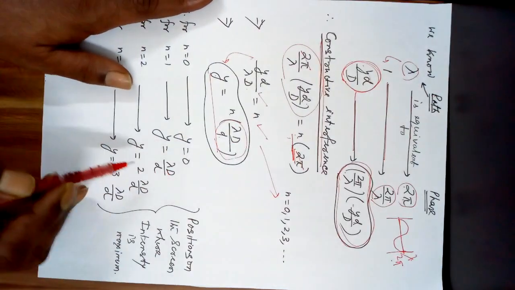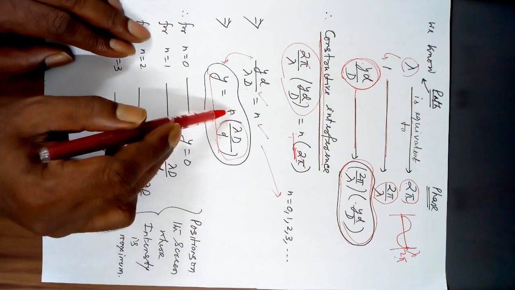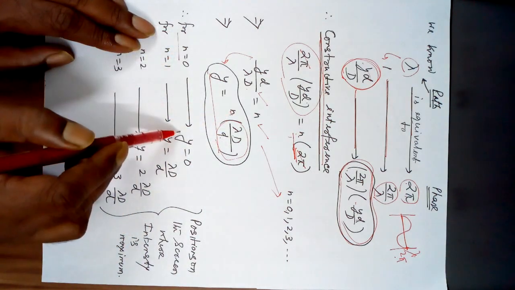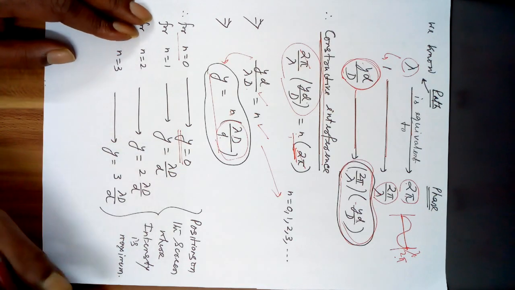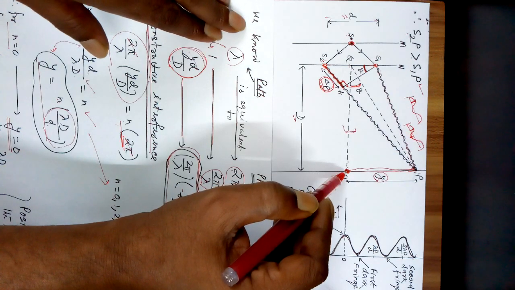So let us put them. For n is equal to 0, I put 0 into this thing, which is 0. So for n is equal to 0, y is equal to 0. Y is equal to 0 means this point.